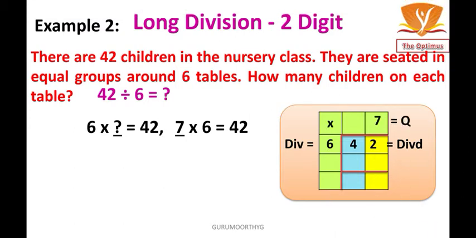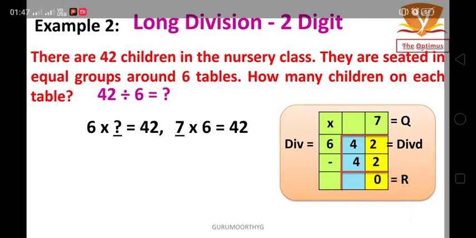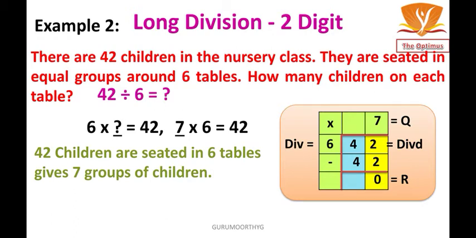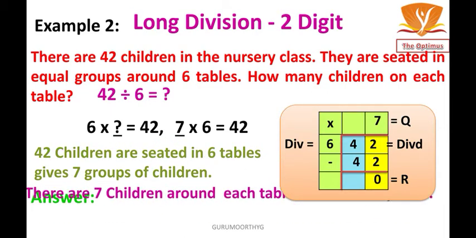Now I am going to multiply 7 into 6 equals 42. I am going to write it below the dividend. Immediately I am going to subtract, 42 minus 42 equals 0. Here 0 is the remainder. The 42 children seated in 6 tables gives 7 groups of children. The answer: there are 7 children around each table in the nursery class.